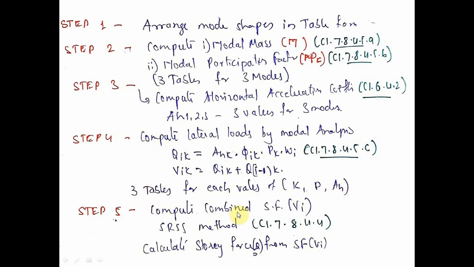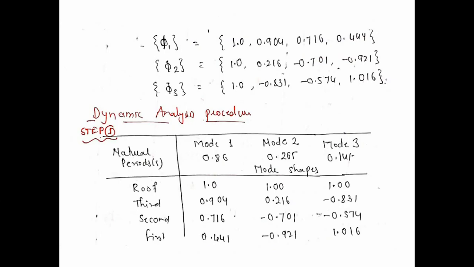Next, compute combined shear force. For that use the SRSS method, clause 7.8.4.4. First, calculate story shear force V from shear force V. So this shear force V is cumulative. From cumulative, calculate at each floor level. We'll take up the example, you will understand the things.